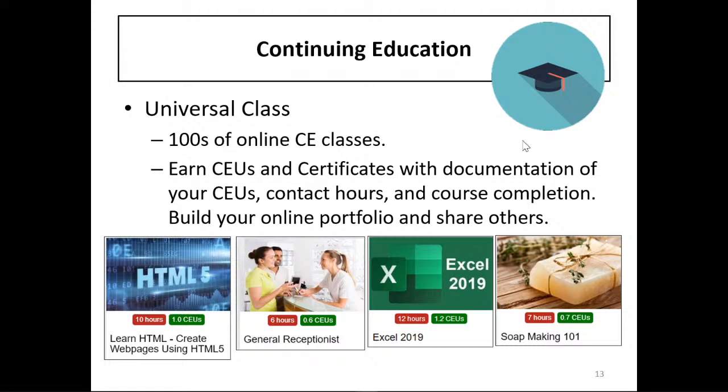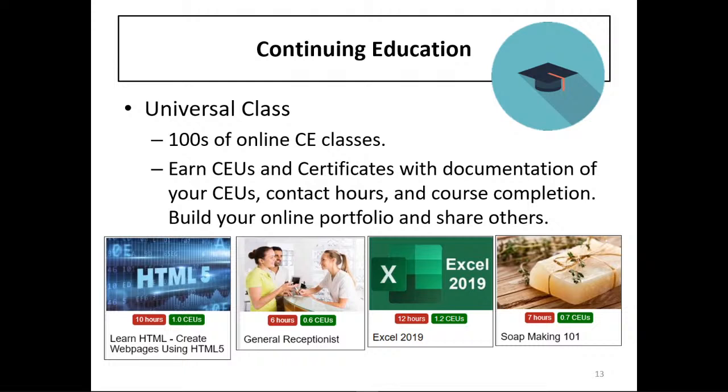It does happen. So the continuing education at Universal Class, they have hundreds of online continuing education classes. Okay, you can even earn continuing education credits, and it's a great program because they also do certificates once the program is completed. So this is a great thing to put on a resume. And I just have a list of 4 things here to cover the broad spectrum of the kinds of classes they have on there.